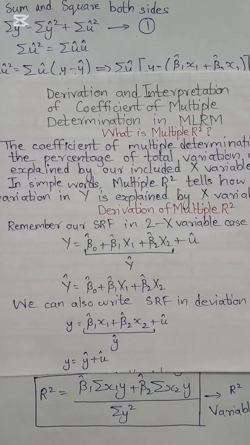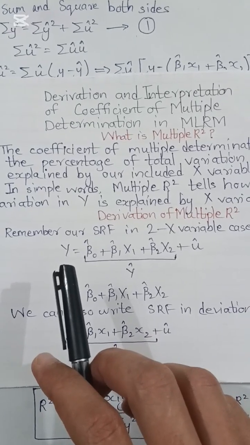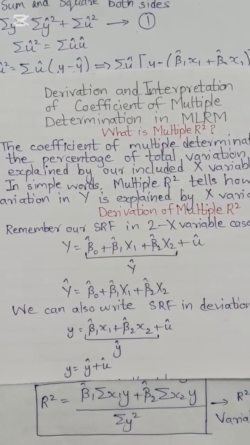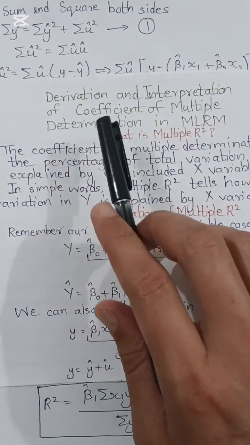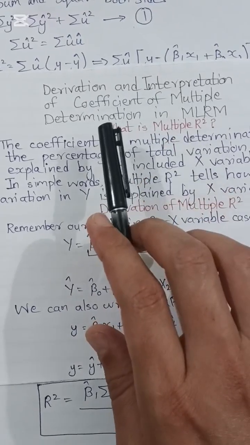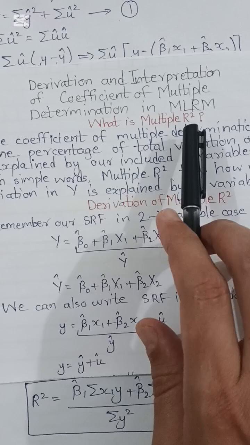Students, in the previous lecture we discussed how to derive the coefficients of the multiple linear regression model in the two independent variable case. In this lecture we will discuss how to derive and how to interpret the coefficient of multiple determination in the multiple linear regression model.